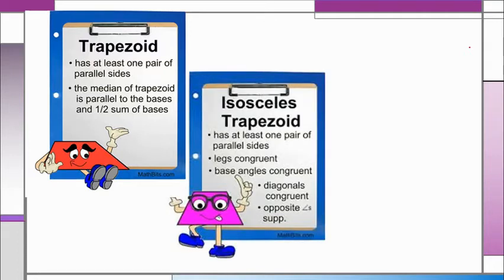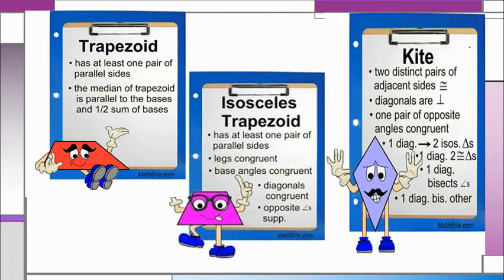The isosceles trapezoid has more properties. It has at least one pair of parallel sides. The legs are congruent. The base angles are congruent. The diagonals are congruent. And the opposite angles are supplemental, which means the opposite angles are 180 degrees. Okay? The diagonals are congruent, and the base angles are congruent, which means they're the same.